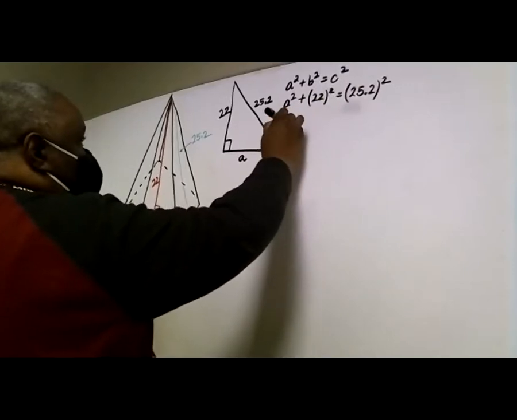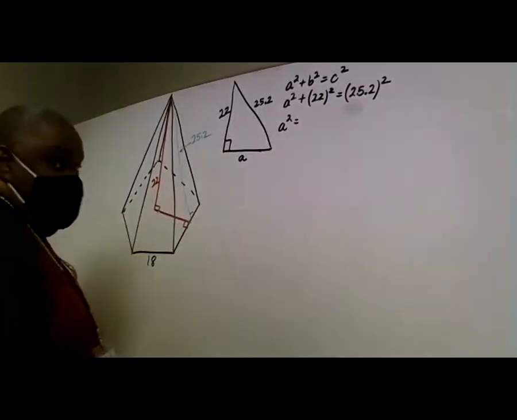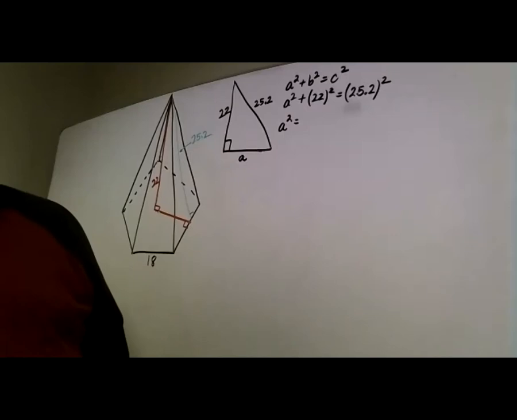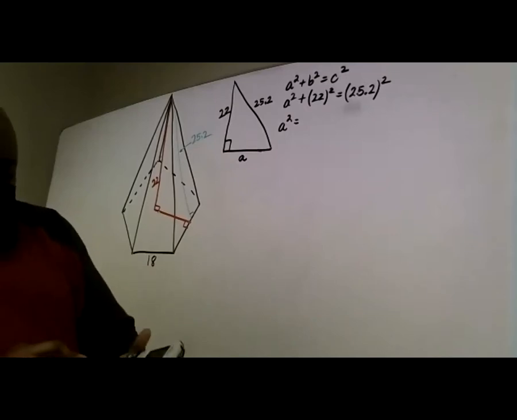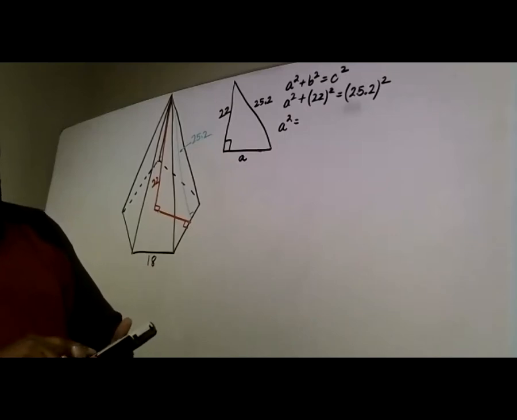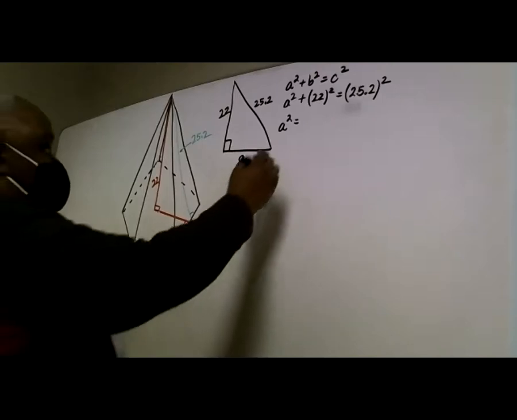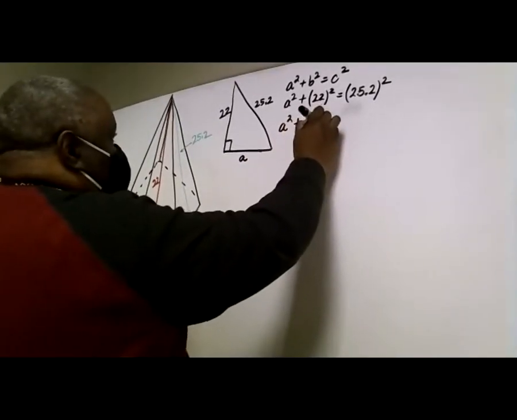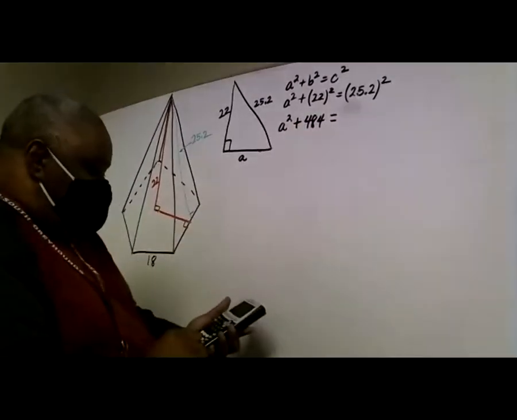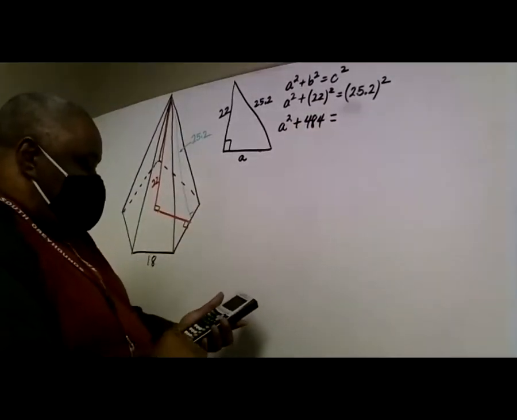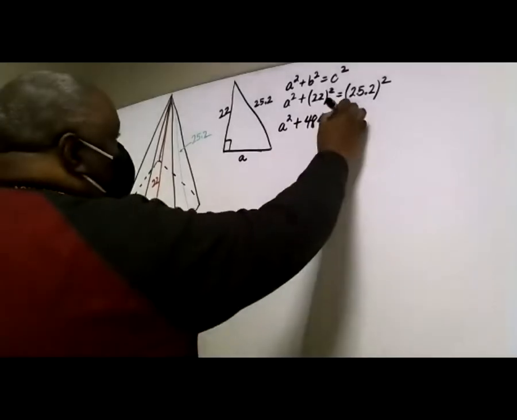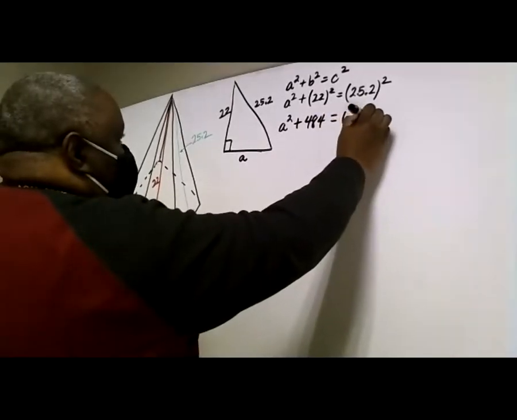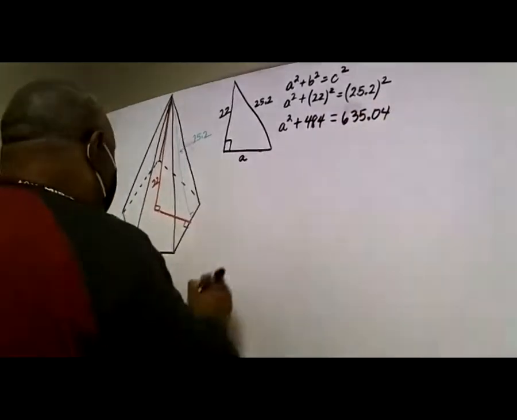And that's squared. So here, A squared plus 22 squared. That's 22 times 22, that's 484, is equal to 25.2 squared. That'd be 635.04.